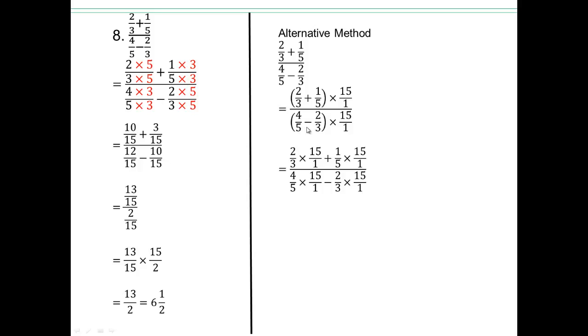Here you will get 4/5 times 15 over 1 minus 2/3 times 15 over 1. And then multiply those left to right. 3 goes into 15 5 times. 5 goes into 15 3 times. Do the same here. So 2 times 5 is 10. 1 times 3 is 3. 4 times 3 is 12. 2 times 5 is 10. And then that will be 13 halves, or 6 1/2. Same answer, but slightly different methods. You can choose which method you like and continue in that manner.